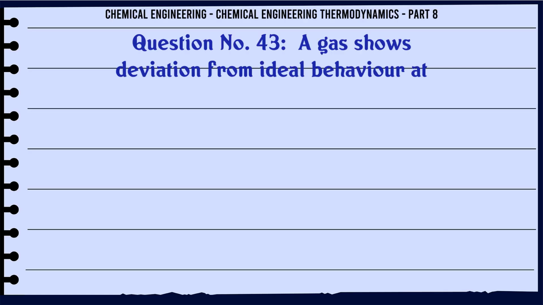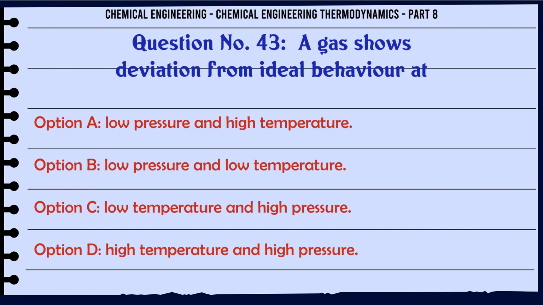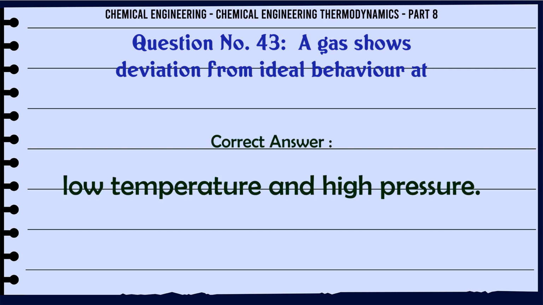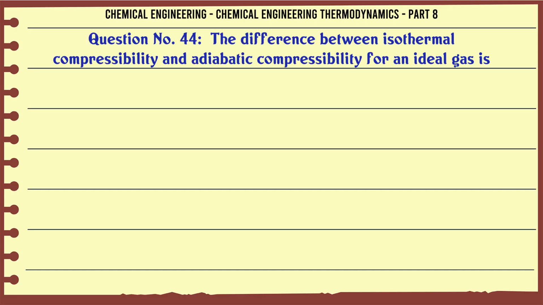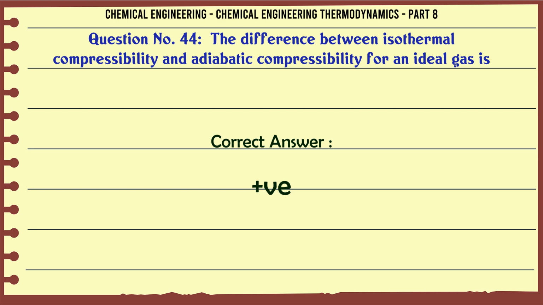A gas shows deviation from ideal behavior at: A. low pressure and high temperature, B. low pressure and low temperature, C. low temperature and high pressure, D. high temperature and high pressure. The correct answer is low temperature and high pressure. The difference between isothermal compressibility and adiabatic compressibility for an ideal gas is: A. 0, B. V, C. -V, D. ∞. The correct answer is V.